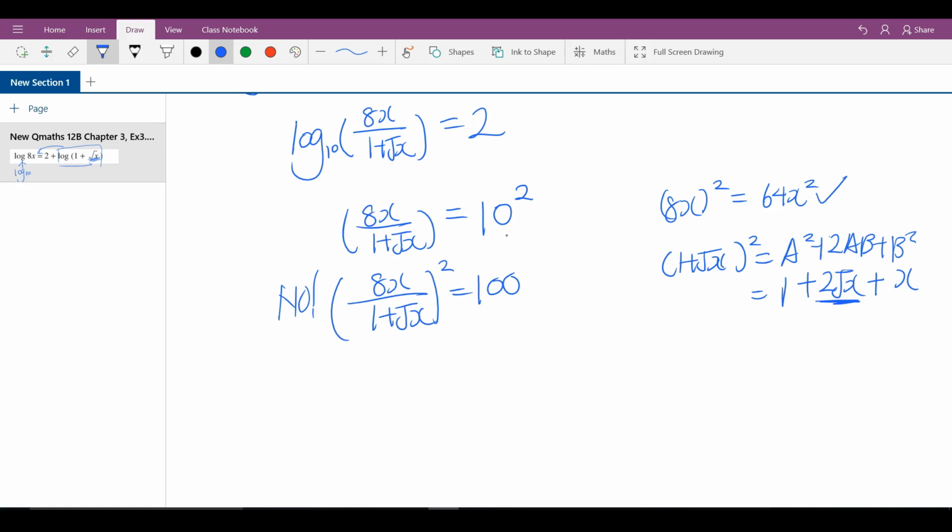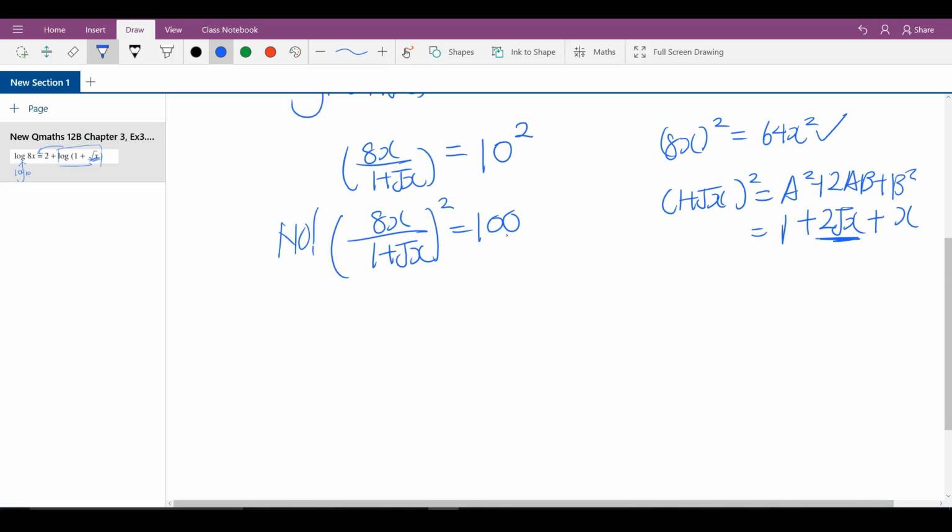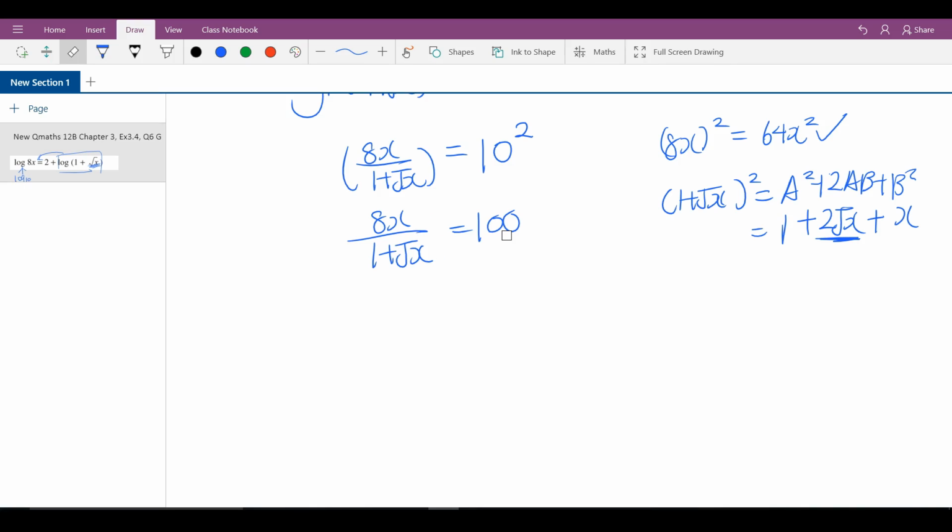I fell into that trap at the beginning as well, and I thought this doesn't work. But I realized all we have to do is single out the root x first. Let's single out the root x first. So we're not going to do this.